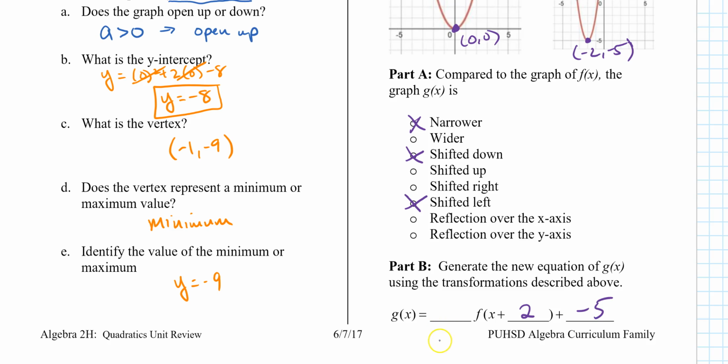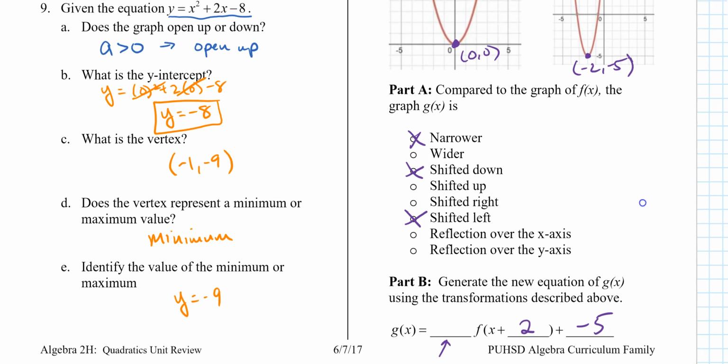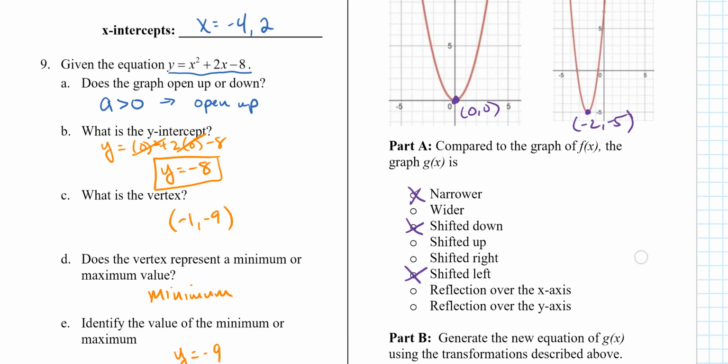And then the kind of tricky part is going to be this a value. Well, what I'm going to do is look at my parent function, because I know it's stretched, I just don't know how much. This original graph, to get from this point to the next point over, to go over 1, I had to go up 1.